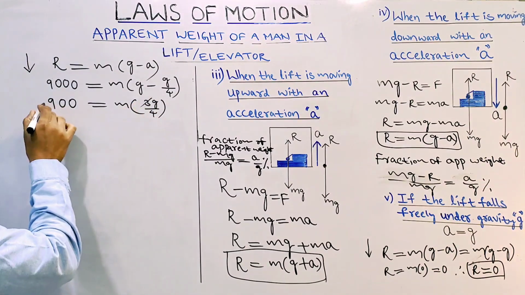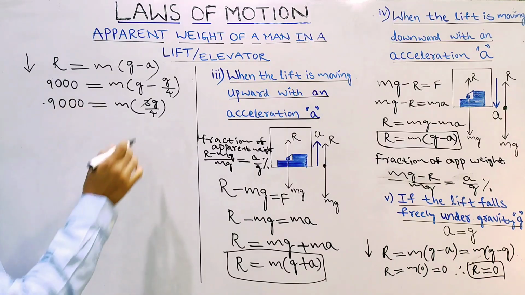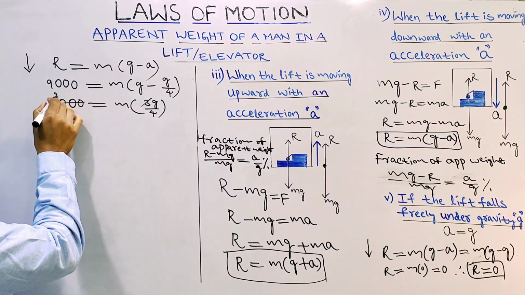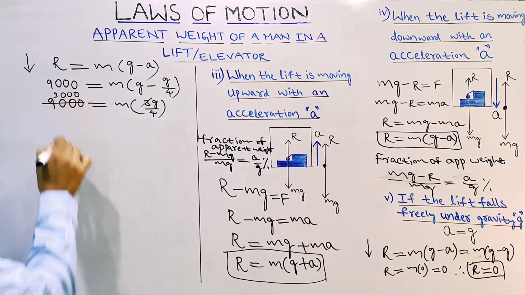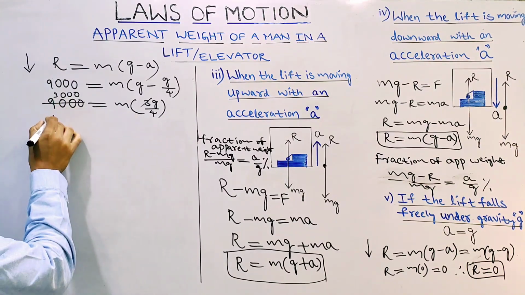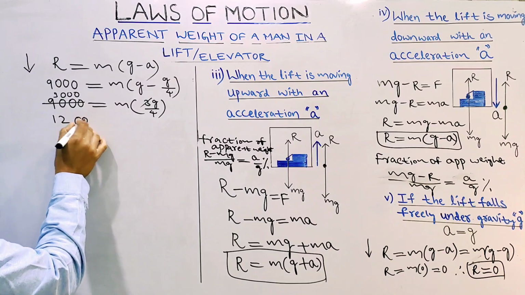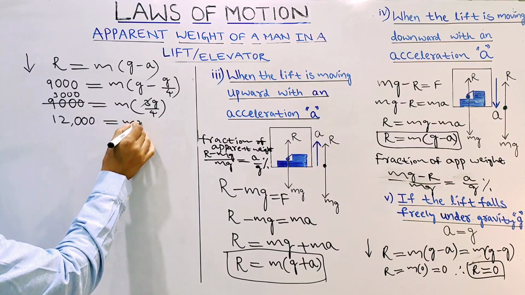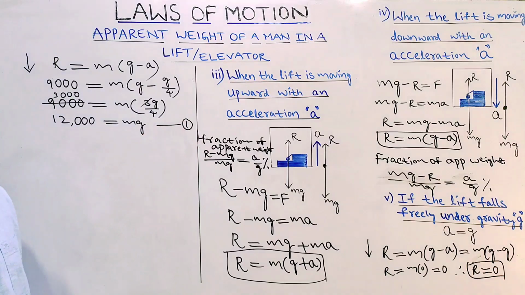Here 3 ones are 3, 9000 divided by 3 is 3000, with the 3 zeros as it is. And this 4 I am multiplying here: 4 times 3 is 12. So 12,000 is equal to mg. This is equation 1.